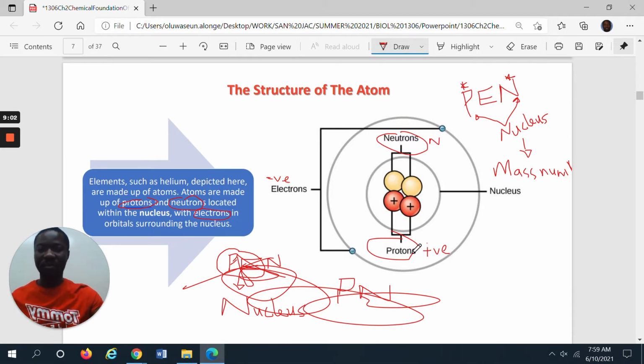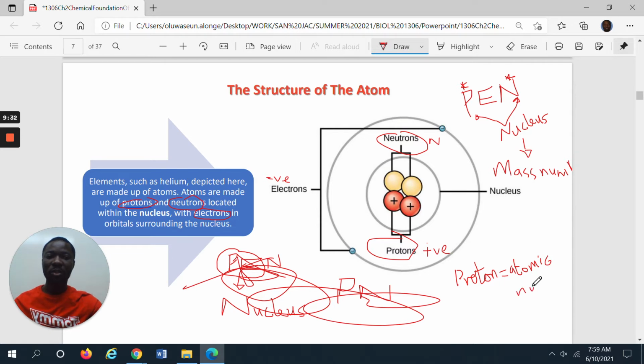Now, I told you earlier that the proton is what determines the uniqueness, the fingerprint of all elements. Proton is the same as atomic number, all right? So proton is equal to atomic number, it is the same. Proton is the same as atomic number.